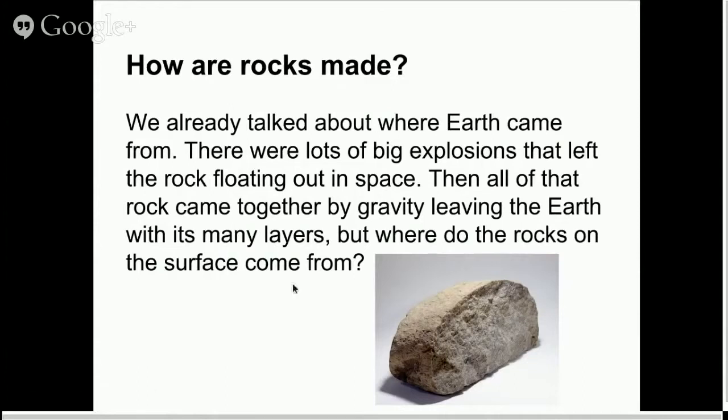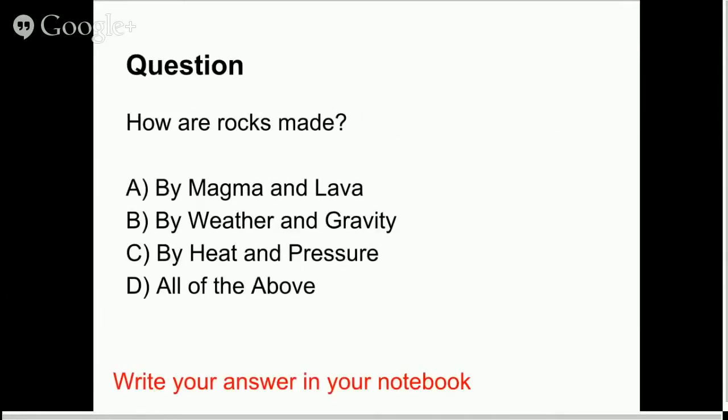Alright, so we've kind of talked about where the Earth came from with the nebular theory, but how did the rocks get here? Where do the rocks on the surface come from? Okay, so how are rocks made? Is it A, by magma and lava, B, by weather and gravity, or C, by heat and pressure? Or D, all of the above? Write your answer in your notebook.